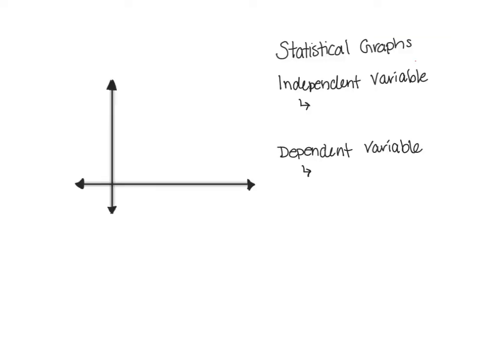Okay, now we're going to look at statistical graphs. We need to understand the two variables that are under consideration when we have a graph. These are our independent and our dependent variables. An independent variable is one that is controlled, and we say sometimes that it's manipulated. So controlled or manipulated. Our dependent variable is the one that changes because of our independent variable. So we would say that this one would be measured.